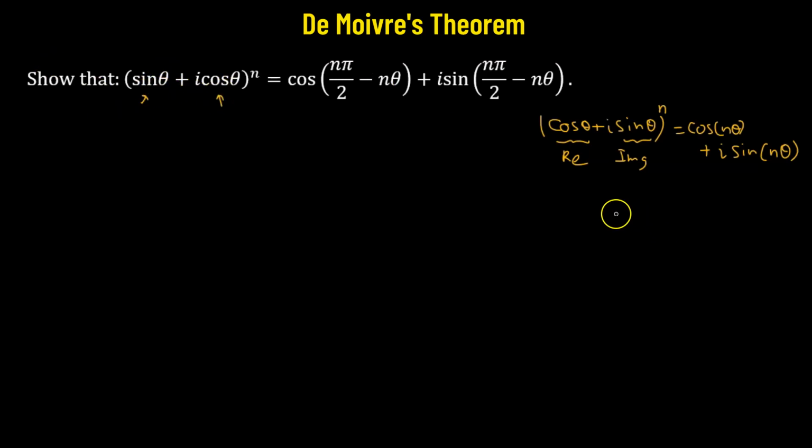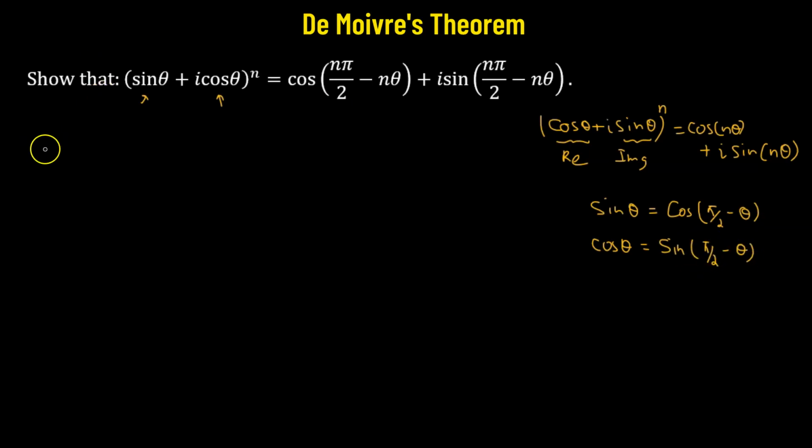To do that, all we have to do is use the fact that sine theta, which is the real part, can also be written as cosine of pi over 2 minus theta. So in the first quadrant, the trigonometric functions are positive. Similarly, cosine of theta will be equal to sine of pi over 2 minus theta.